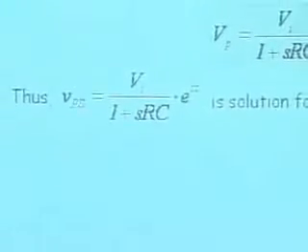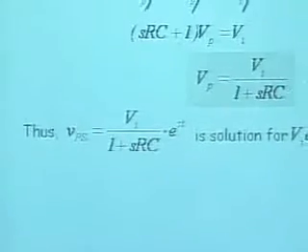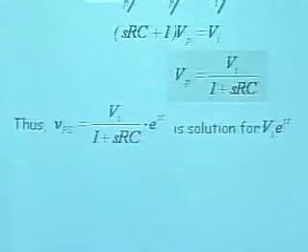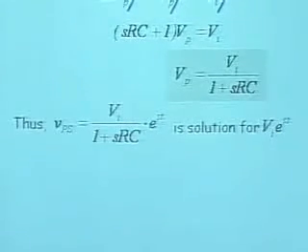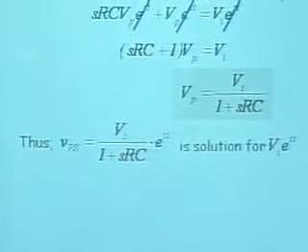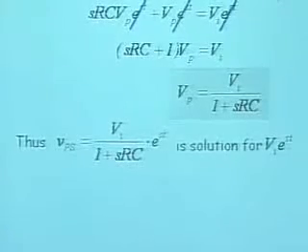So as I just said, VPS is VI, it's this stuff here, multiplied by e to the st, is a solution for VI e to the st. Okay? So this guy here is a solution for VI e to the st. And VP is simply the coefficient that multiplies e to the st.